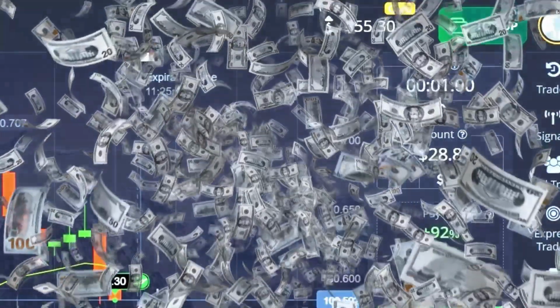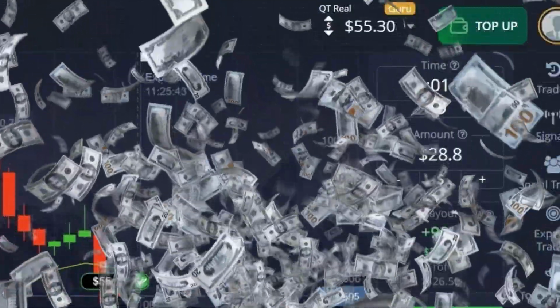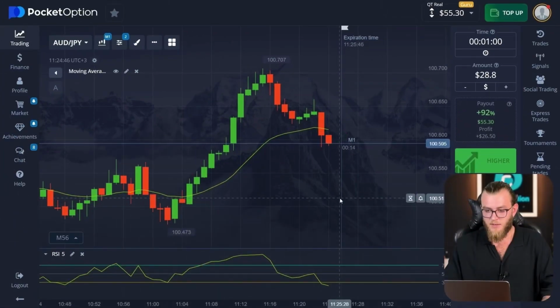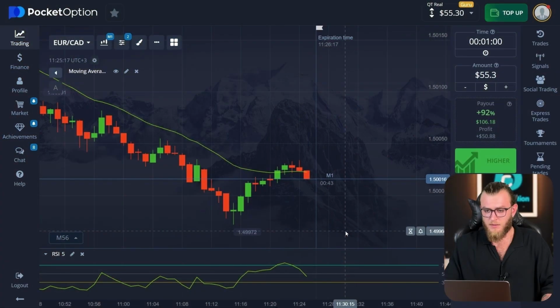And I think the second deal is already closing in profit. Great, we started off well. Let's look for a new place where we can open the next contract. So, Euro Canadian dollar, here we are also executing a signal for a decrease.